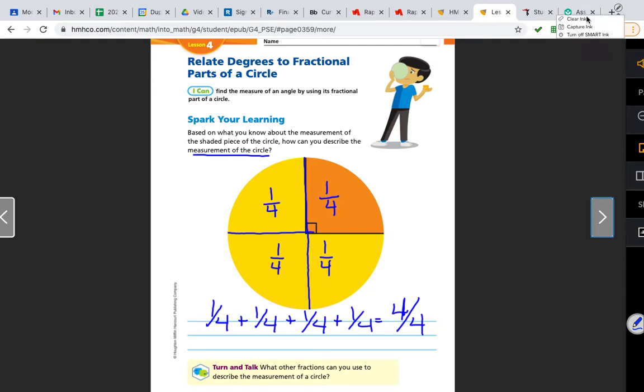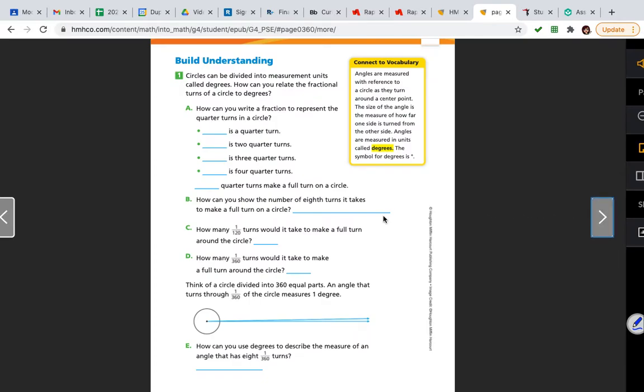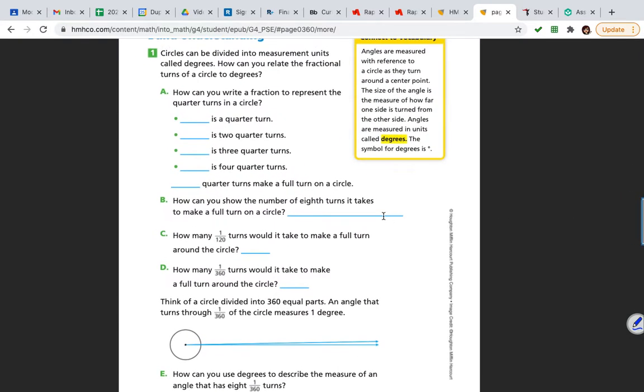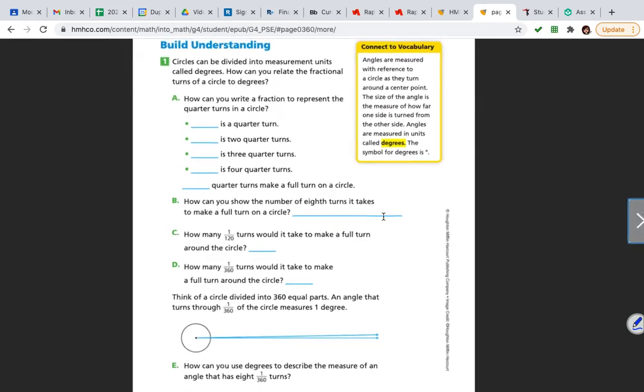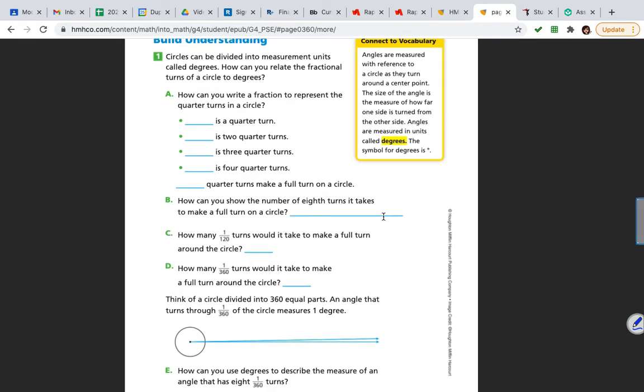On the next page, we're going to look at the vocabulary at the top. So it says, connect to vocabulary. Angles are measured with reference to a circle as they turn around a center point.